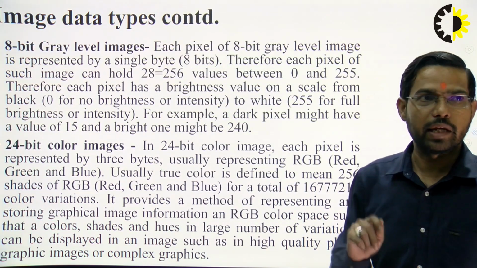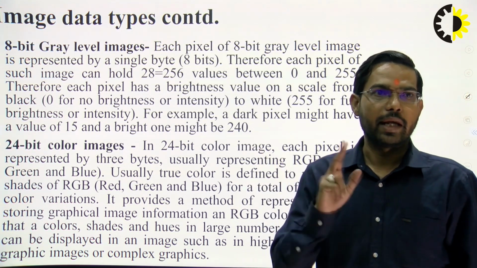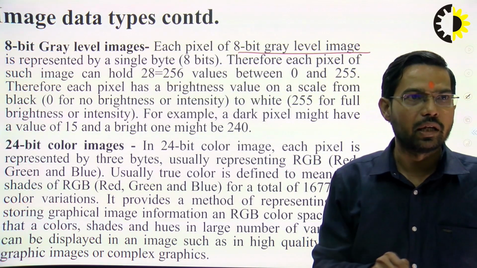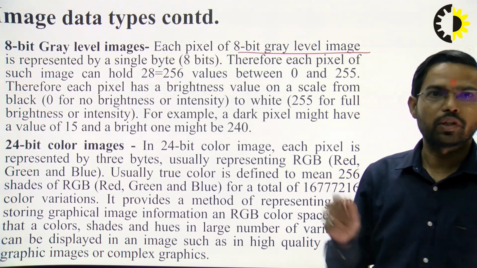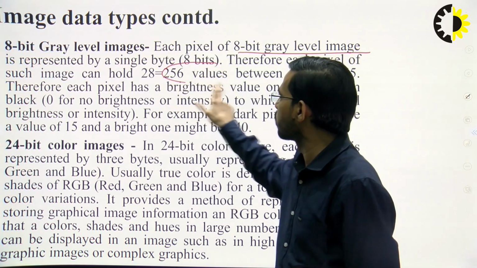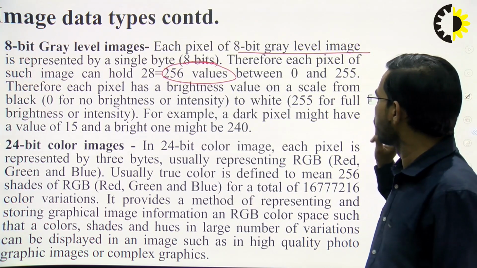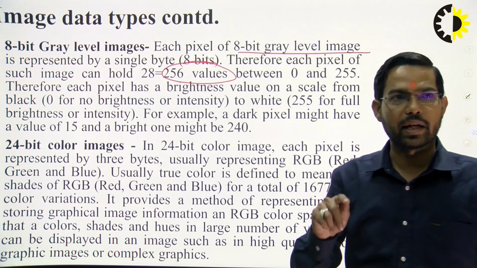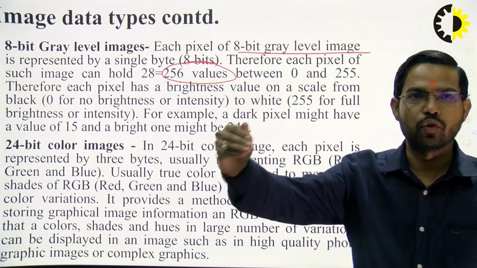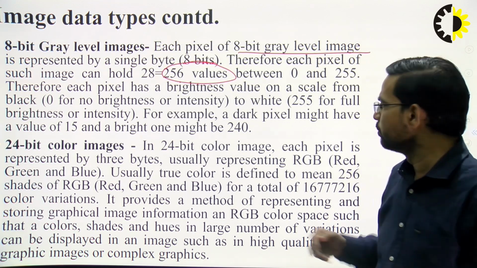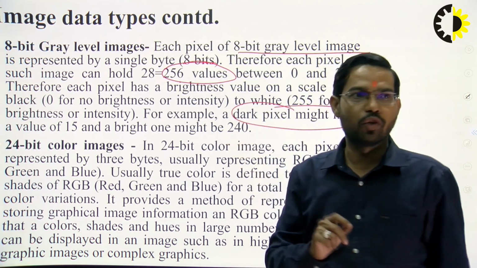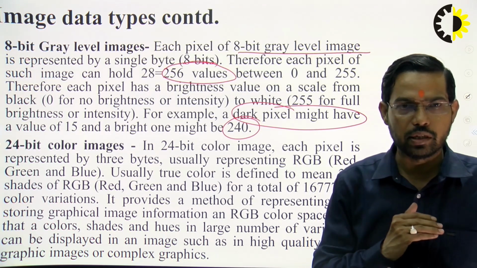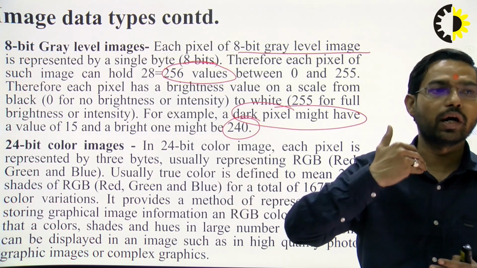Next is the 8-bit gray level image. Each pixel of an 8-bit gray level image is represented by a single byte, and 1 byte is equal to 8 bits. Therefore, each pixel can hold 256 values, 2 to the power 8, between 0 and 255. Each pixel has a brightness value on a scale from 0 for no brightness or intensity (black) to 255 for full brightness or intensity (white). For example, a dark pixel might have a value of 15 and a bright one might have a value of 240. 240 is toward white and 0 is toward black.